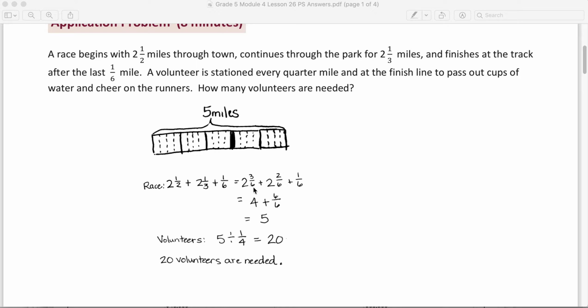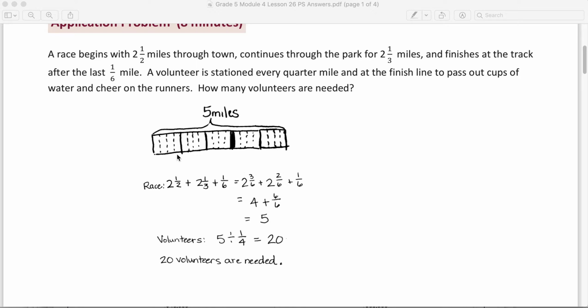They found a common denominator of 6 out of 2, 3, and 6. You could multiply those three together, I don't know why you would, but you could. Then they just added those that had the same denominator. That was intentional. So 3 plus 2 plus 1 is 6, and then we have the two wholes. Remember, this only works for addition. We cannot do this for subtraction. So 2 plus 2 is 4, plus 6 sixths, which is 1, makes 5. So this is actually a 5-mile race.